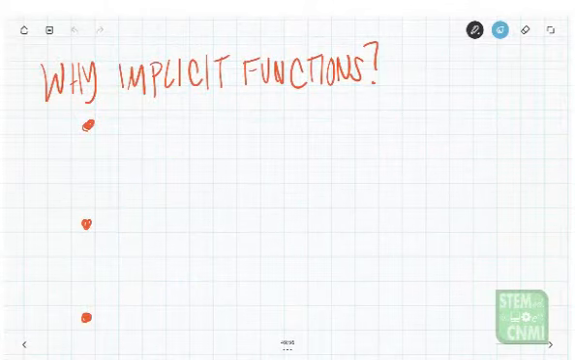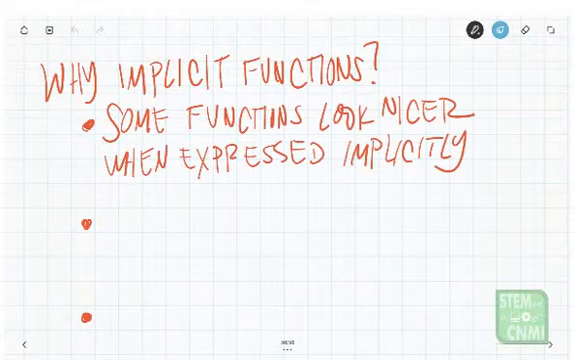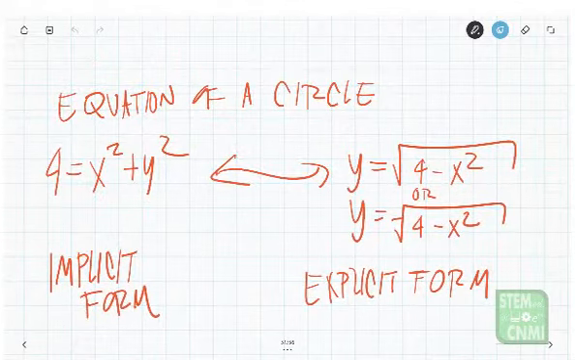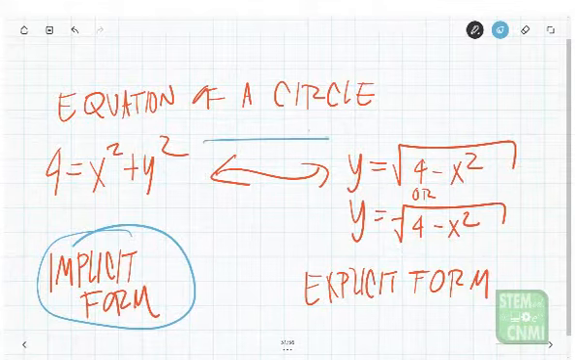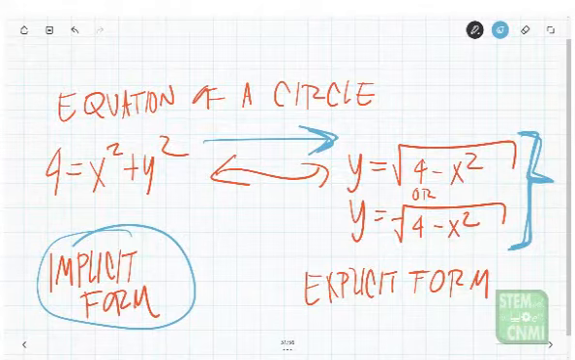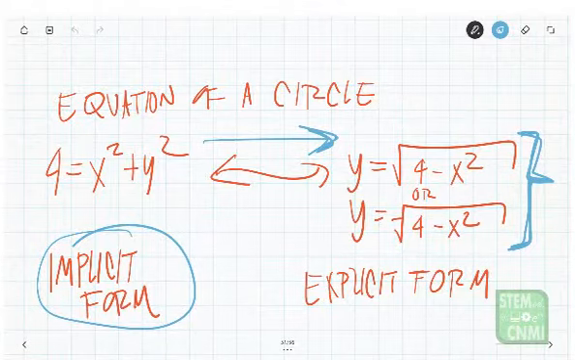And so we're going to start using implicit functions, and I want to just talk about why we do this. First of all, some functions look nicer when they are expressed implicitly. And this can be seen in many equations. One example is the equation of a circle. 4 equals x squared plus y squared, which is the implicit form. Very succinct, very direct. On the other hand, if we were to use some algebra to write it in explicit form, we would have to express this single equation of a circle in actually two separate explicit functions. Furthermore, it involves a square root, which people don't tend to like, and I know if I can avoid using a square root, I will avoid using a square root.